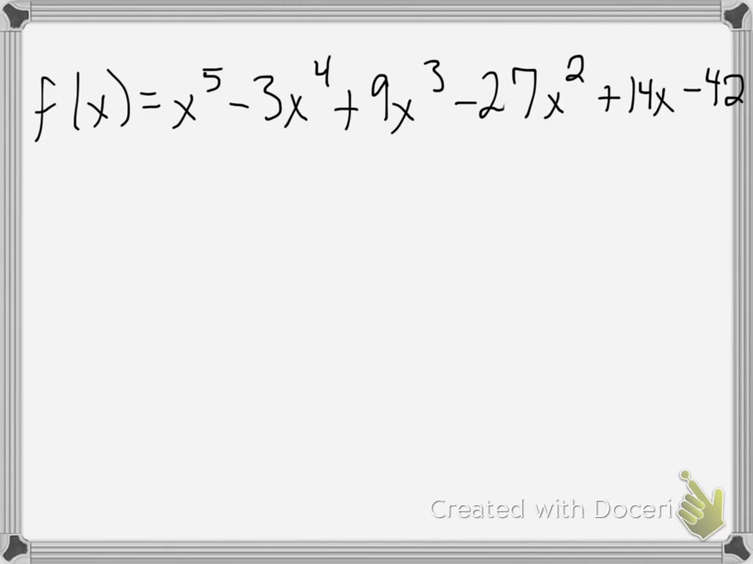Oh, this one looks a little tougher, doesn't it? We have f of x equals x to the 5th minus 3x to the 4th plus 9x cubed minus 27x squared plus 14x minus 42. So first off, I'm going to state my total number of zeros. The degree of my polynomial is 5, so that's how many total zeros I'm going to have. Total of 5.